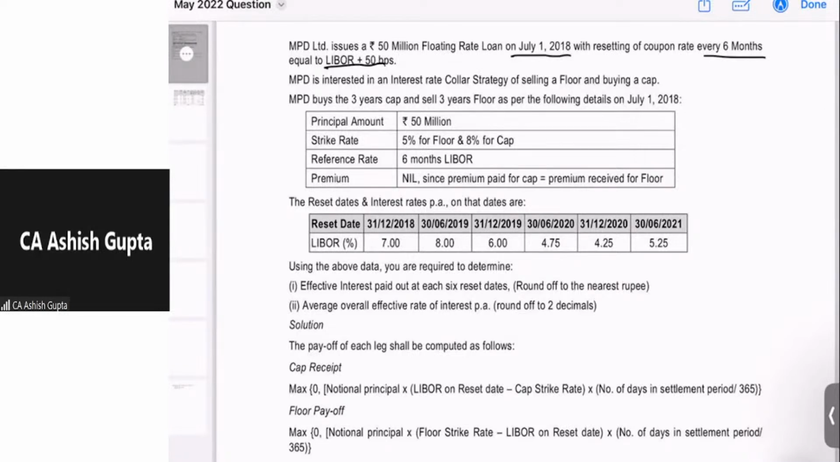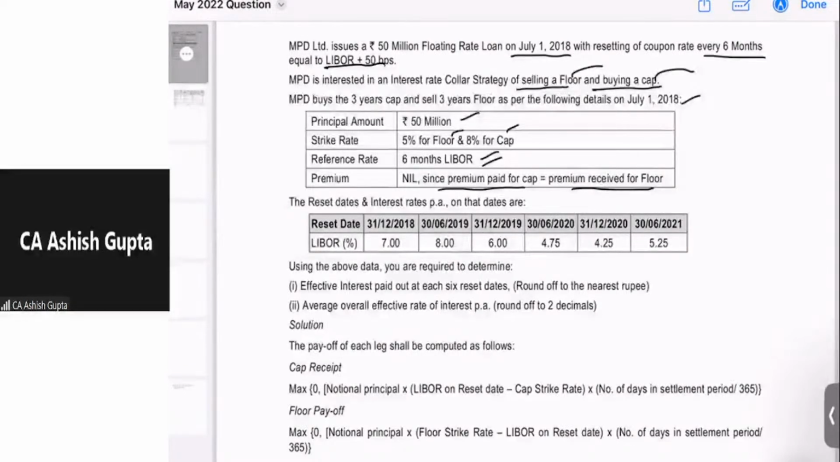Now MPD is interested in an interest rate collar strategy of selling a floor and buying a cap. So they are buying a kind of call option, and a floor is a type of put option. MPD buys the 3-year cap and sells the 3-year floor as per the following details on July 21st, 2018. The principal amount is 50 million. The strike rate is 5% for the floor and 8% for the cap. The premium is nil, because whatever you pay for the cap, you will receive for the floor, because you are buying a cap and selling a floor.